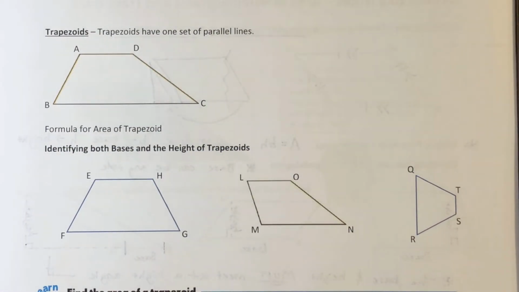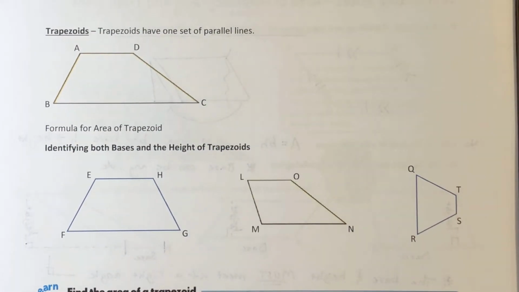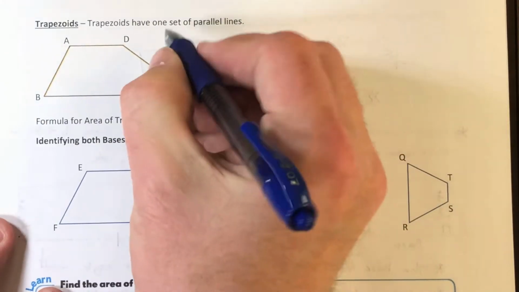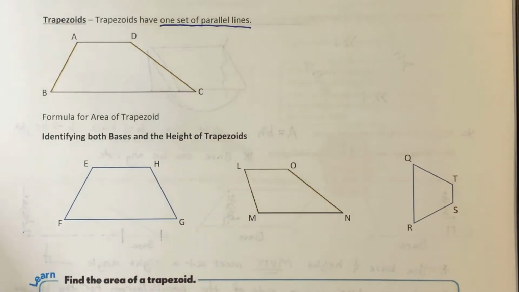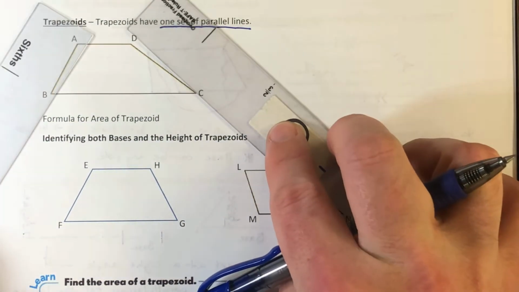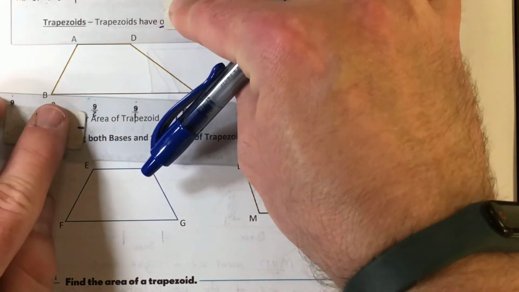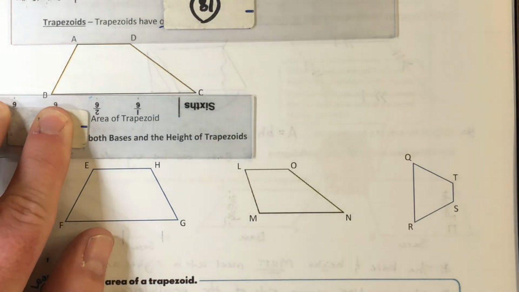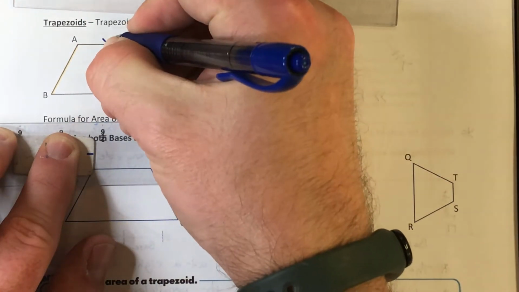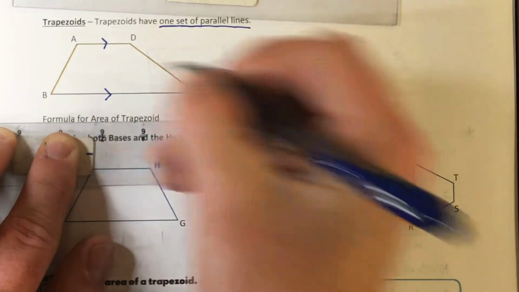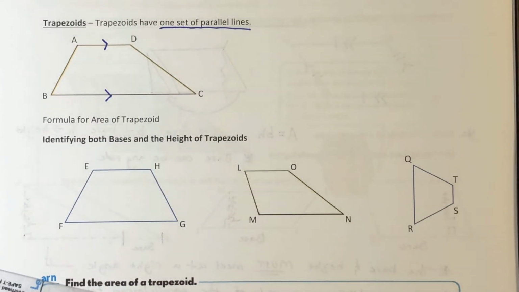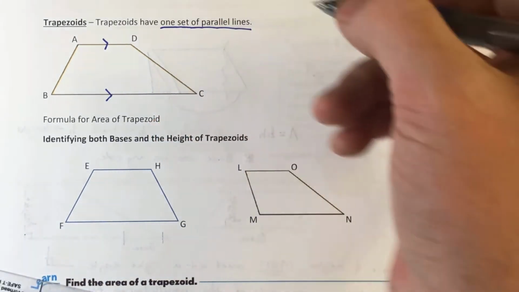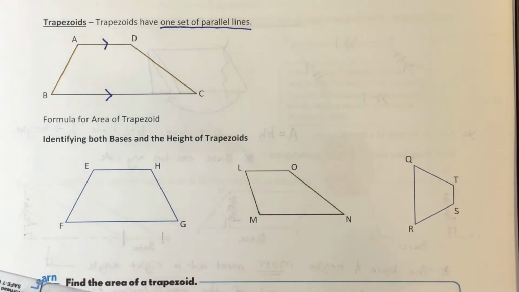Okay, what do I need to know to identify a trapezoid? One thing, and one thing only. Trapezoids have one and one set only of parallel lines. So if you see a shape that seems to only have one pair of parallel lines, so for example, in this one, line AD is parallel to line BC, and there's no other characteristic, that means you have a trapezoid.